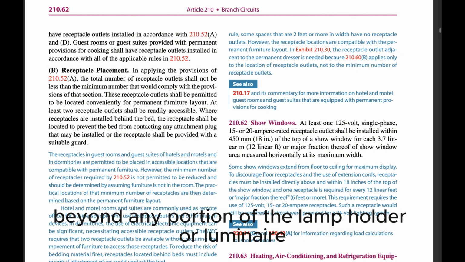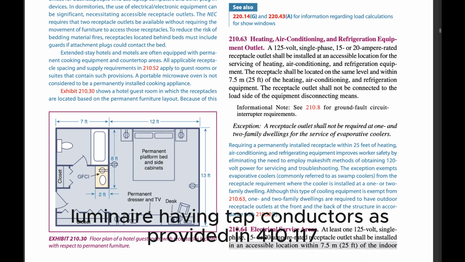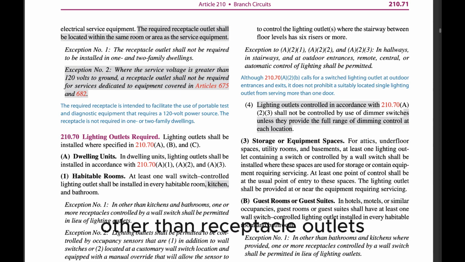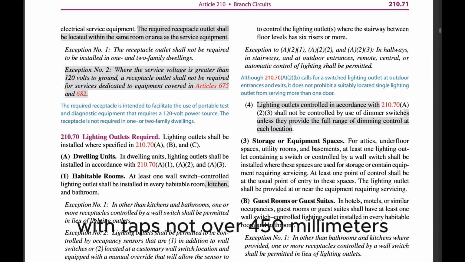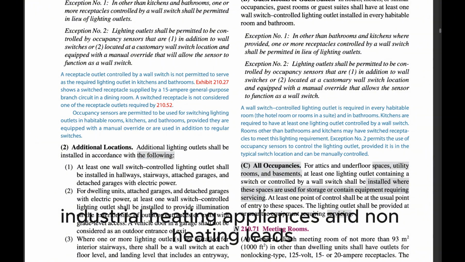Beyond any portion of the lamp holder or luminaire. B. A luminaire having tap conductors as provided in 410.117(C). C. Individual outlets, other than receptacle outlets, with taps not over 450 mm (18 in.) long. D. Infrared lamp industrial heating appliances.